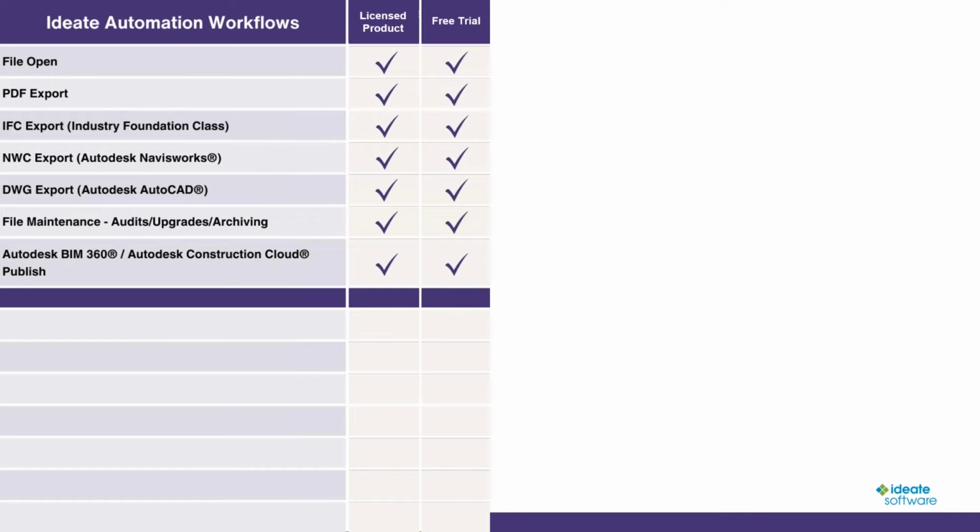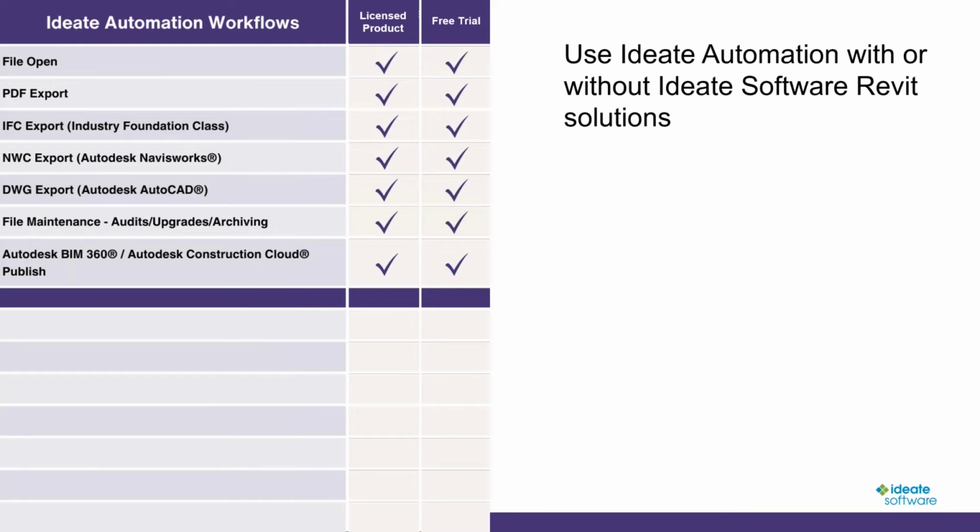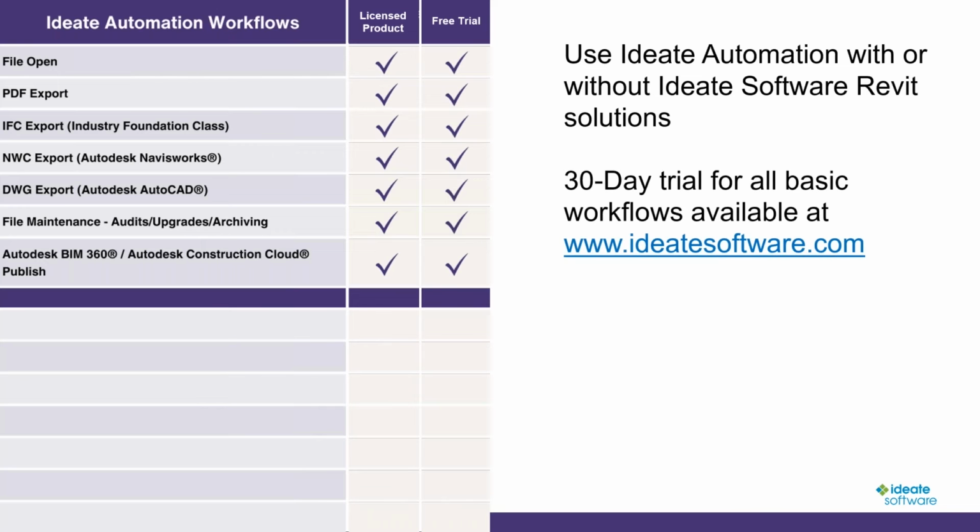Here's a list of workflows that Ideate Automation can do. This is what you can do with a licensed product or a free trial. If you're just trialing our tools and you do not have our other software suite, then you'll be able to run the file open, PDF export, IFC, NWC, and DWG, and do regular file maintenance, auditing, upgrading, and archiving, and publishing to BIM 360 and ACC Cloud.